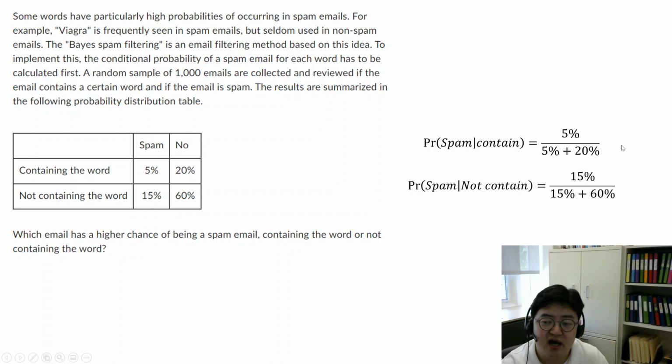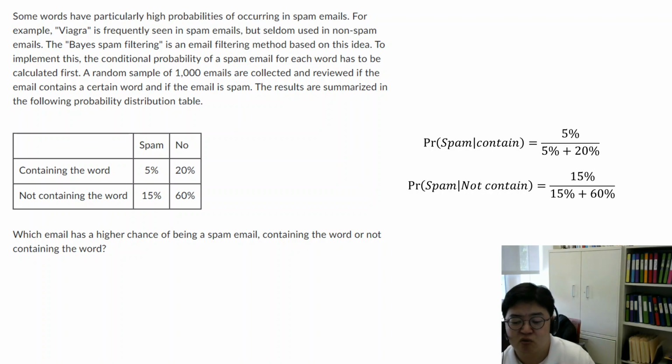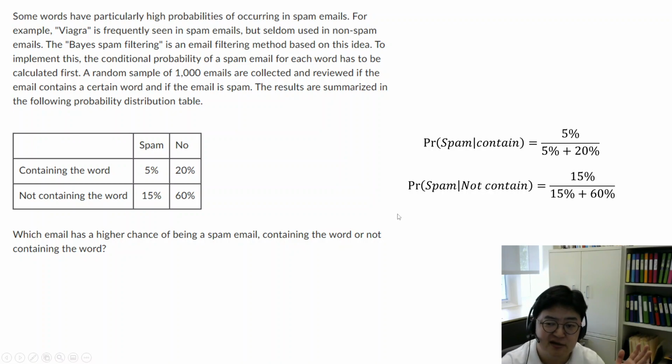So you calculate those two conditional probabilities, and then you can tell which side is more likely to be a spam email, whether the word is contained or whether the word is not contained, right? So you can compare the numbers. As I said, the numbers may be different in your question, so you just get the idea and try by yourself. Next question.